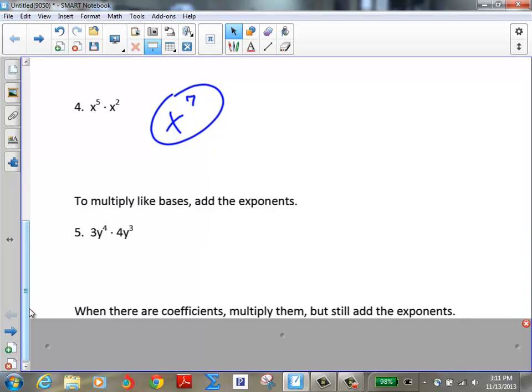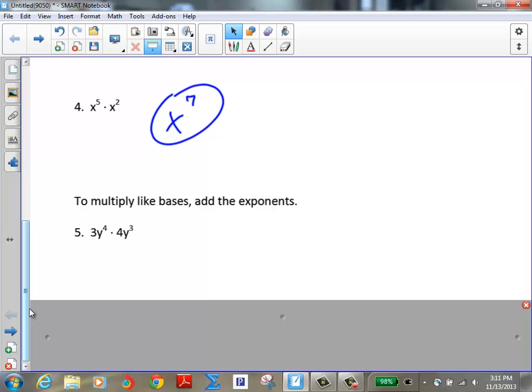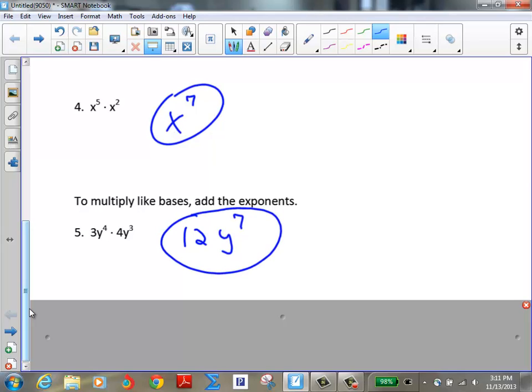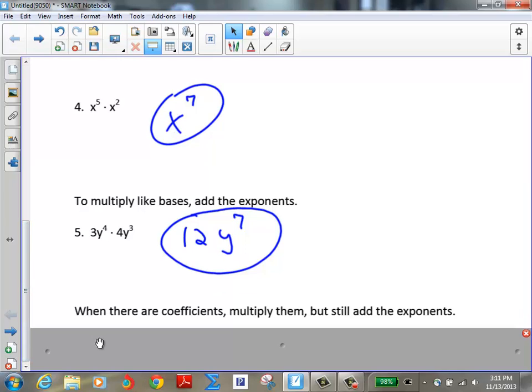Moving on, we are multiplying again. This time we have some coefficients in front, and we're going to treat coefficients like we normally would. I have 3 times 4, so that simply gets me 12. The y's I have like bases, so I add their exponents. 4 plus 3 gets me 7. So 12y to the seventh is the final answer. And we're just going to talk a little bit about coefficients. When there are some coefficients, multiply them, but still add the exponents.